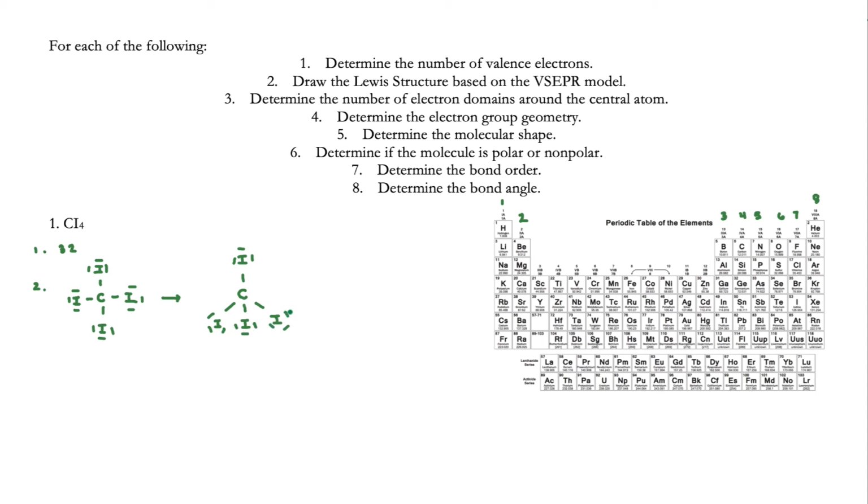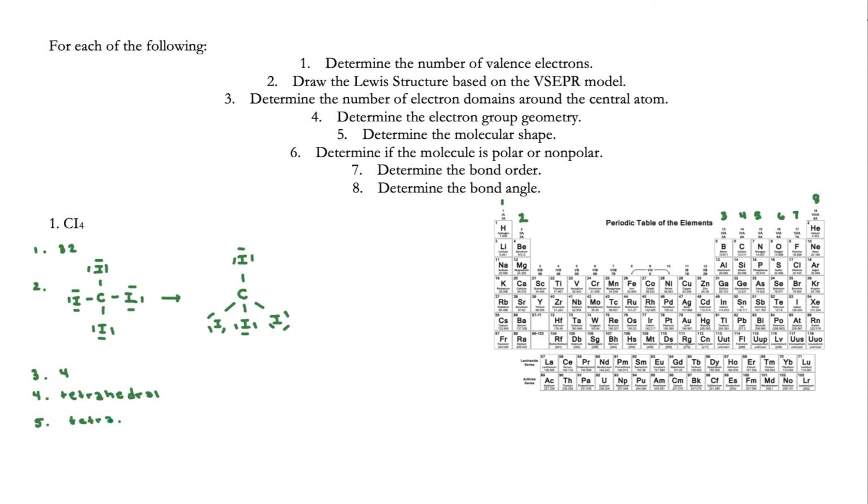All right, so that was number 2. Number 3, determine the number of electron domains around the central atom. So we've got a total of 1, 2, 3, 4 electron domains, right? And they are all going to be bonding domains, 1, 2, 3, 4. So then what is the electron group geometry? The electron group geometry, therefore, is going to be tetrahedral because I've got 4 electron domains. And since I have 4 bonding domains and no non-bonding domains, that means the molecular geometry is going to be the same. It's going to be tetrahedral as well.